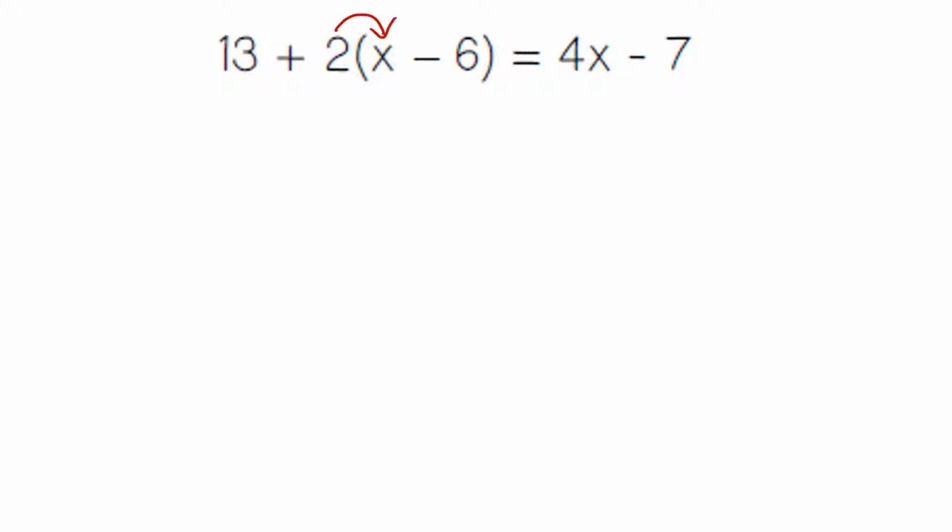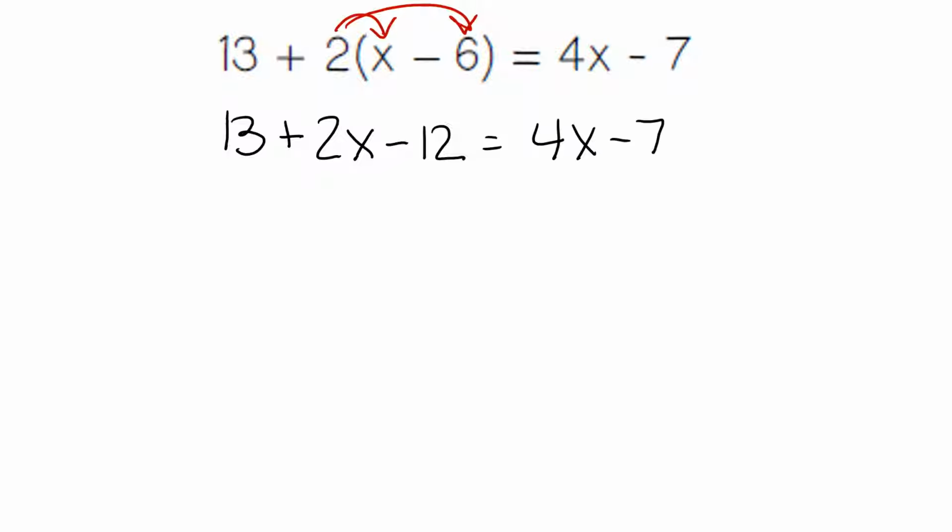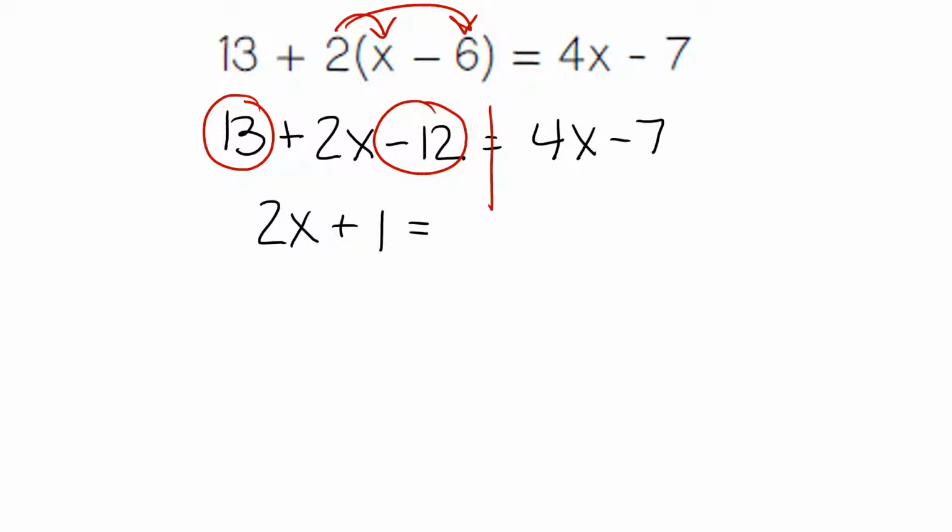Starting with this problem, we start by distributing and multiplying the 2 to both parts of the parentheses. Bring down the 13. 2x gives us 2x. 2 and 6 give us 12. We can go ahead and combine like terms on the left-hand side. 13 minus 12 is 1.